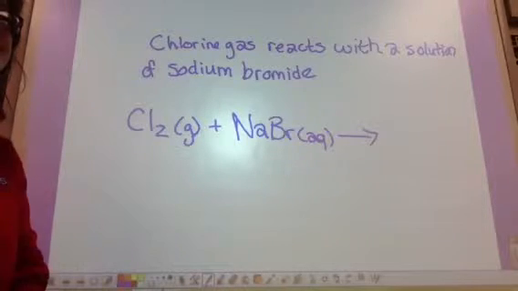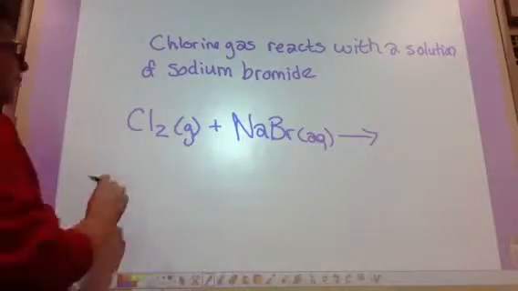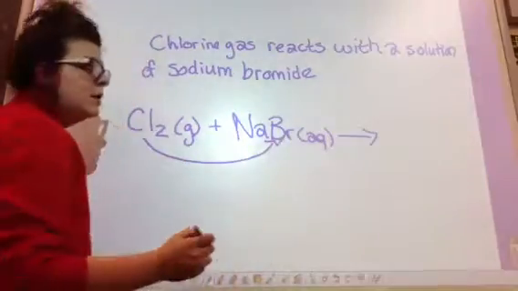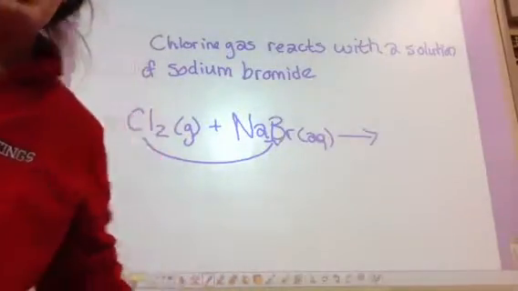Displacement reactions happen to have an element reacting with a compound. So I'm thinking this could be a displacement reaction where chlorine wants to try to take the place of bromine. But now I have to ask myself, can chlorine take the place of bromine?